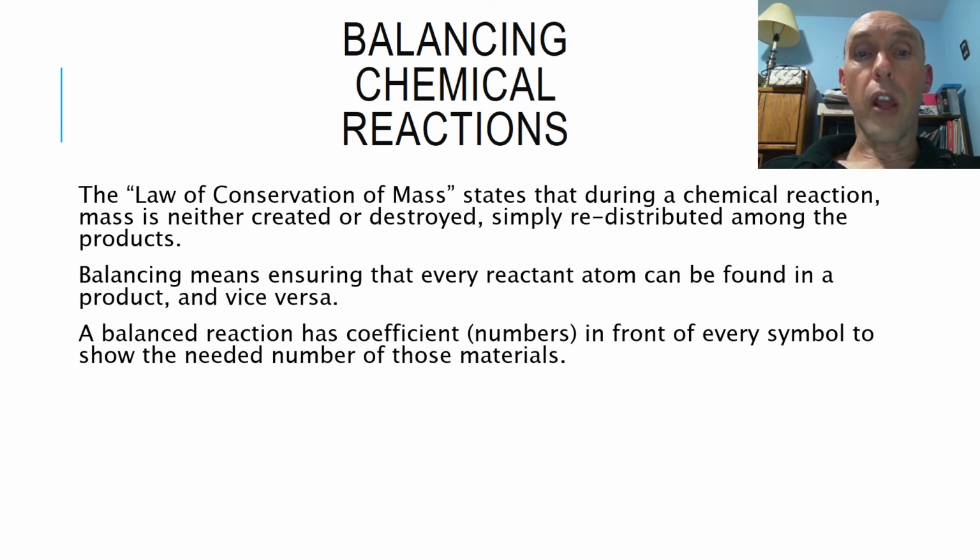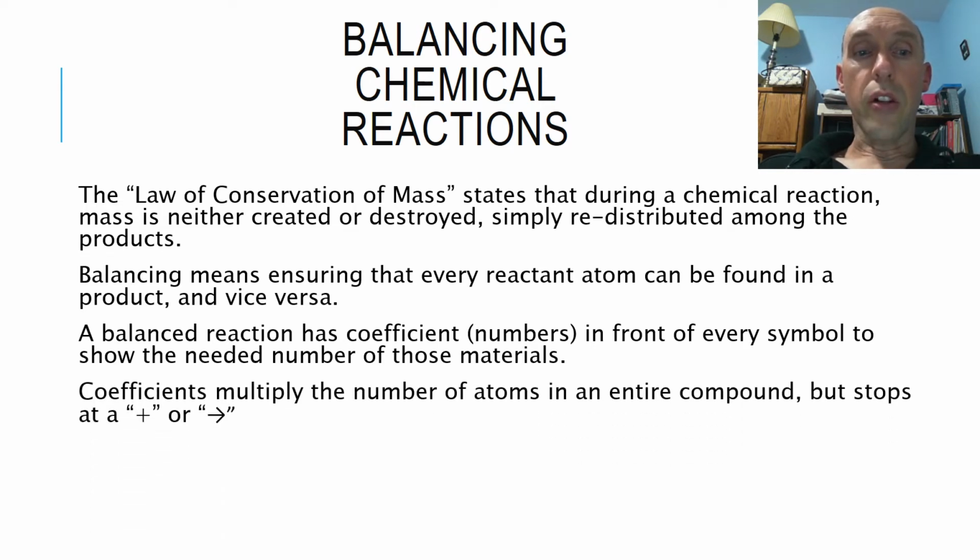A balanced reaction has coefficients. Those are those numbers that we had in front of symbols when we were working on counting atoms. That number shows us how many of each of those materials we need for balancing. Lastly, those coefficients multiply every number of atoms inside that entire compound, but stop whenever you get to a plus sign or a reaction arrow. It doesn't carry on any further than that.